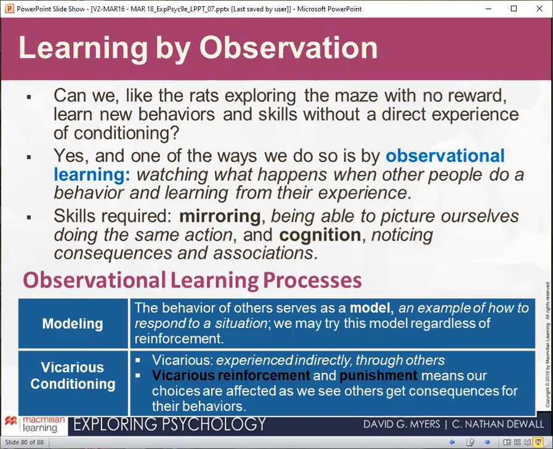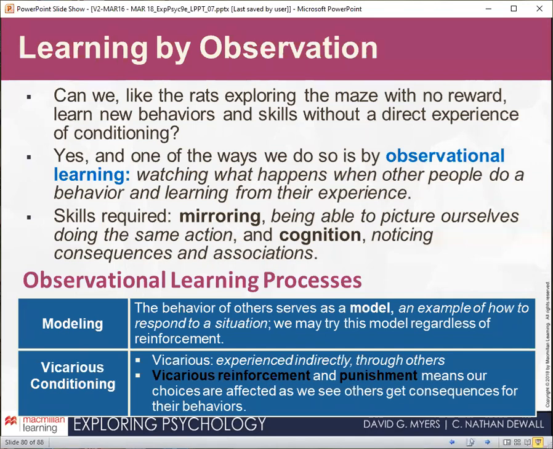We may try this model regardless of reinforcement. Any of you who have been around kids know this happens all the time, where a kid will see some sort of behavior and will attempt to model or mimic it, even to the point where it will annoy you and make you crazy. They just keep doing it over and over and over again. So we may try this model regardless of reinforcement, because we seem to have this need, especially when we are younger, to mimic or model behavior.